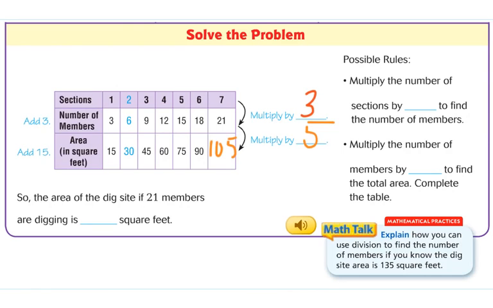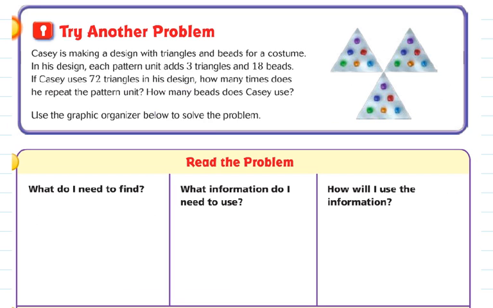So it says multiply the number of sections by 3 to find the number of members. Multiply the number of members by 5 to find the total area to complete the table. So that's what we did on the side. So the area of the dig site, if 21 members are digging, is 105 square feet. Next, we're going to try another problem.